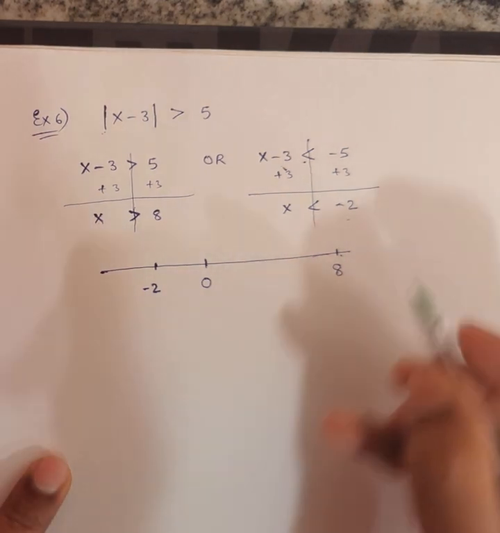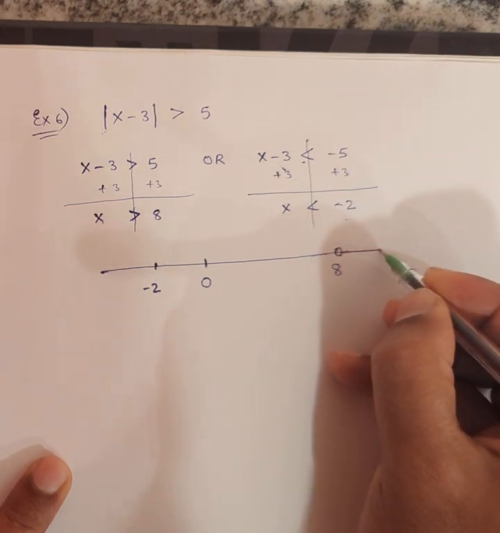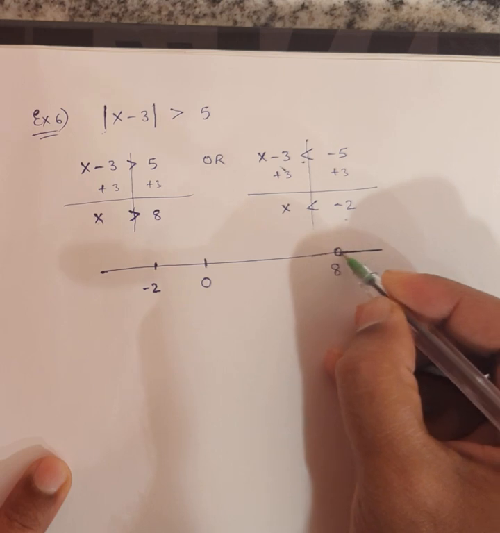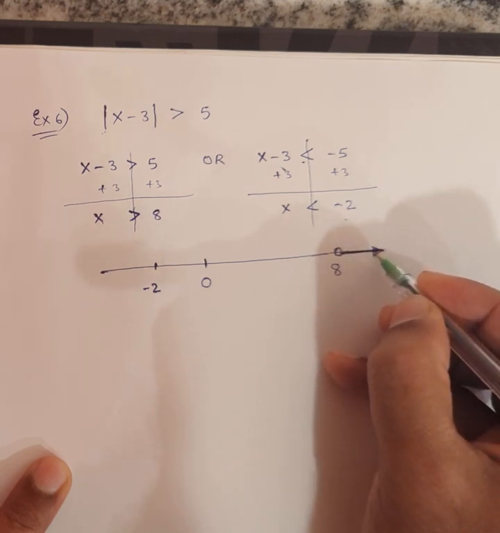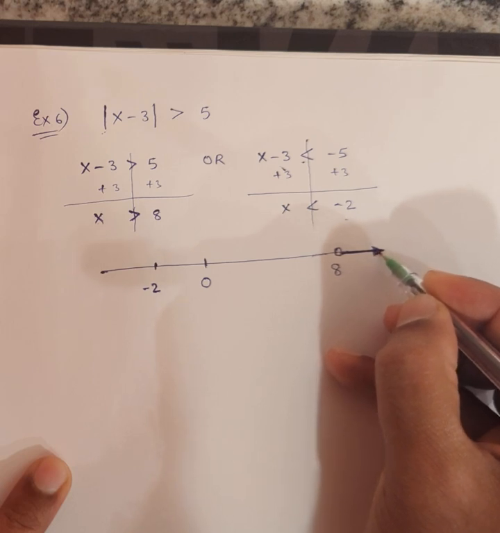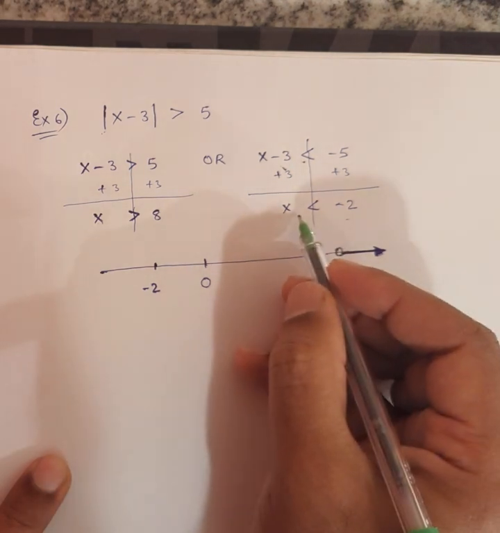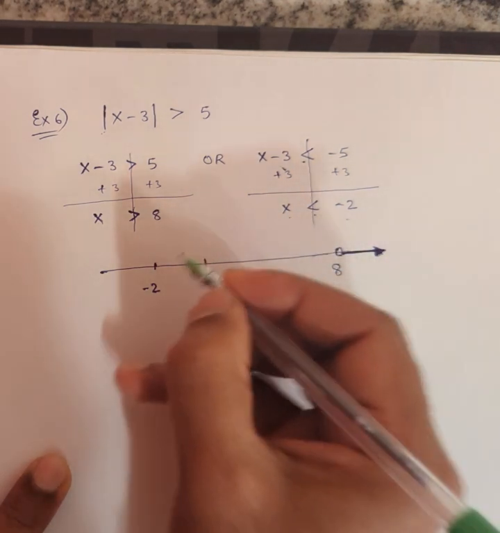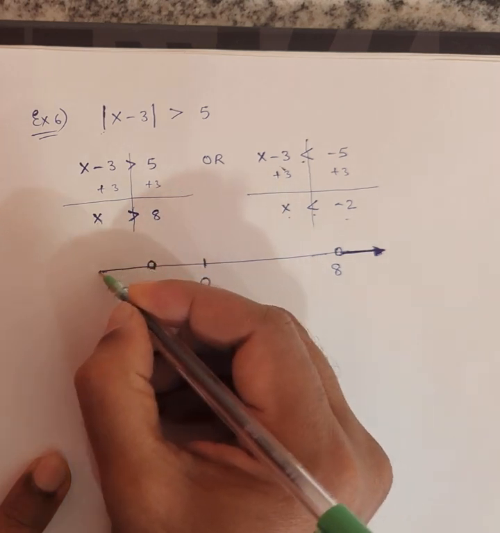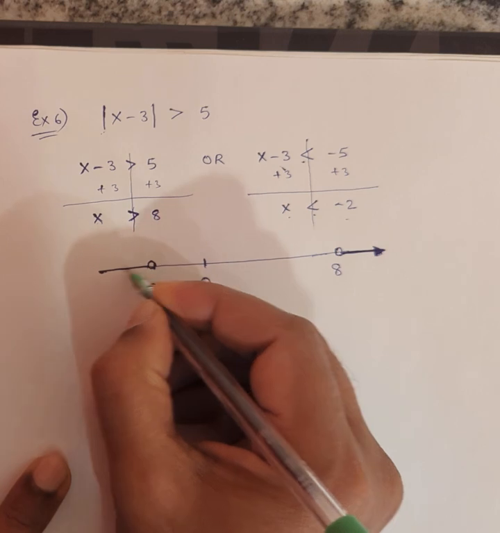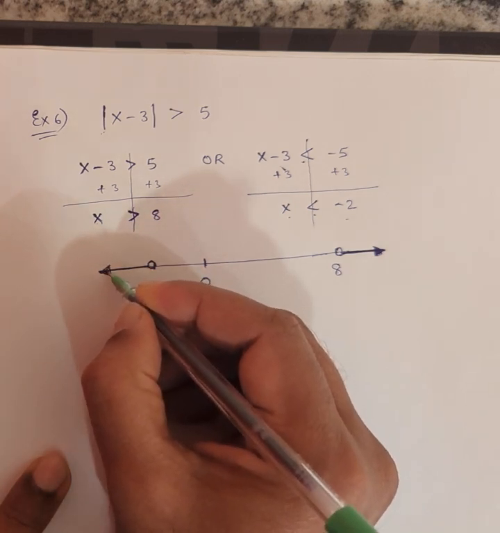And now this time I need to go x is more than 8. So it's going to be greater than 8. And notice this time the boundary is not included. So I will leave the boundary an open circle. And the other part is x less than negative 2. So you want to start at negative 2 and go to the left. So that's your graph.